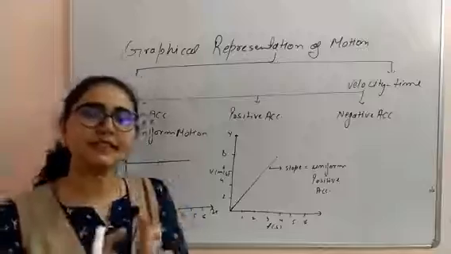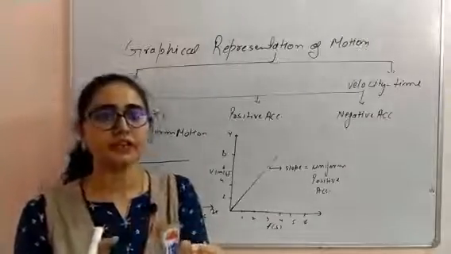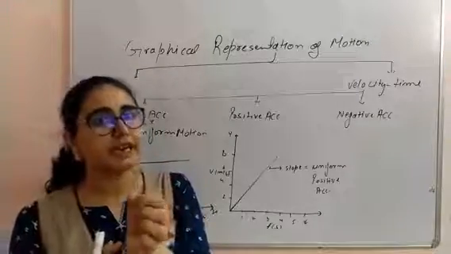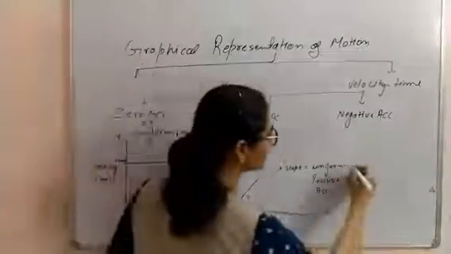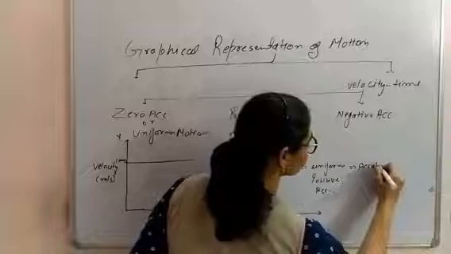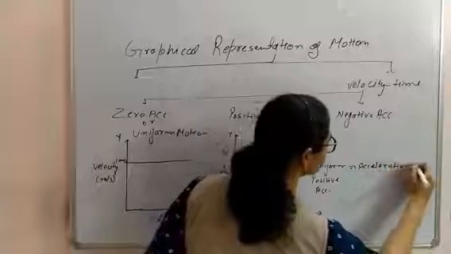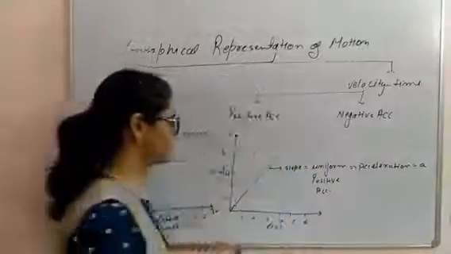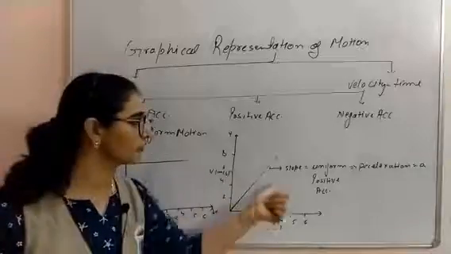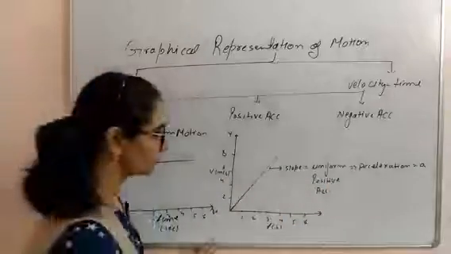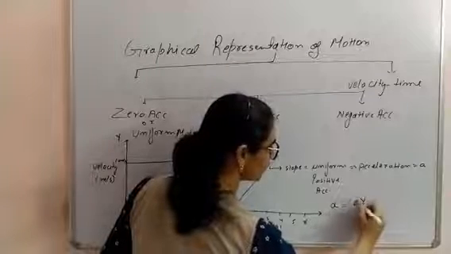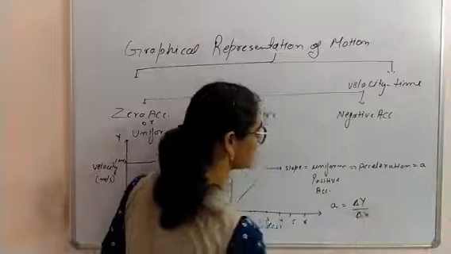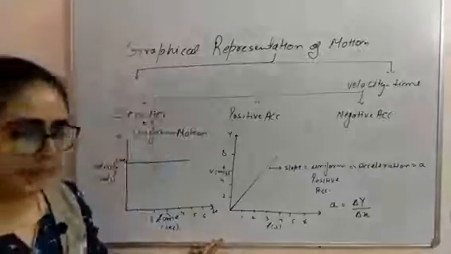As we have studied in the DT graph, the velocity we were getting from the slope. Here in the VT graph, from the slope we will get acceleration. What will we get? Acceleration. The slope of VT graph provides us acceleration. So what will be acceleration? Acceleration will be equal to delta y upon delta x.